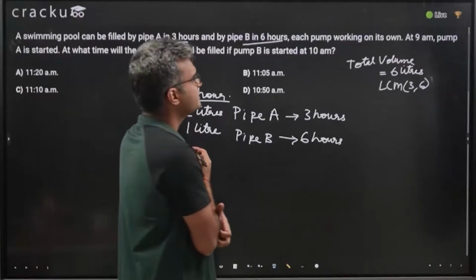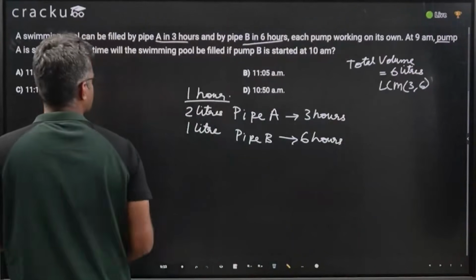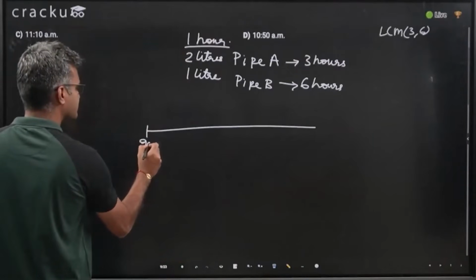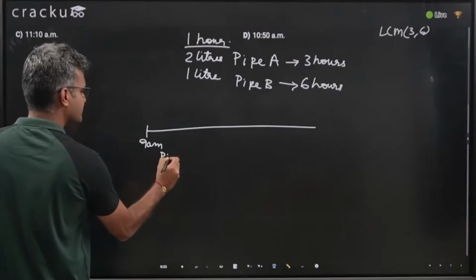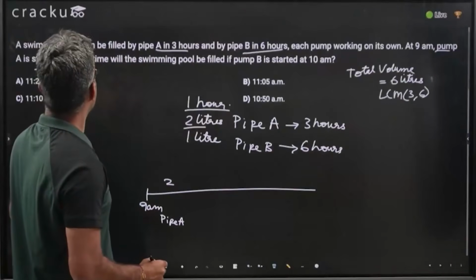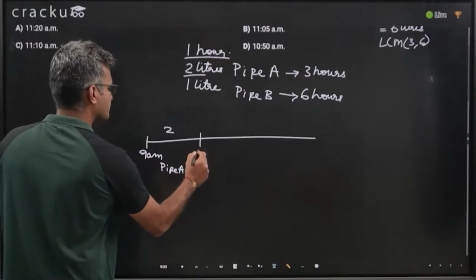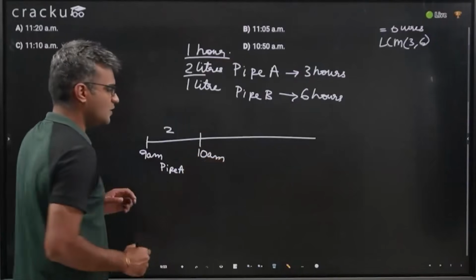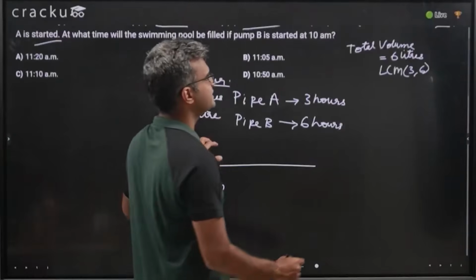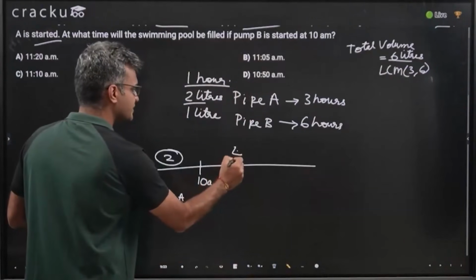Next, what are we told? Now at 9 AM, pump A is started. Now we have only pipe A which is working and it will fill 2 liters. At what time will the swimming pool be filled if pump B also started at 10 AM? So from 9 AM to 10 AM, only pipe A is working. It fills 2 liters. The total volume of the tank is 6 liters. So how much water is left? The water that needs to be filled is 4 liters.